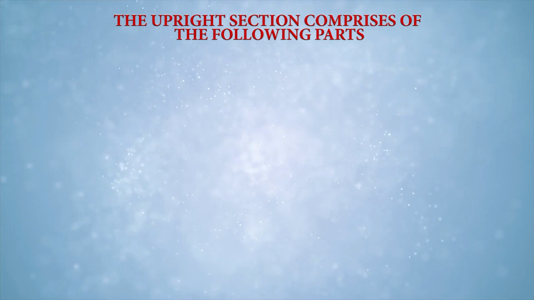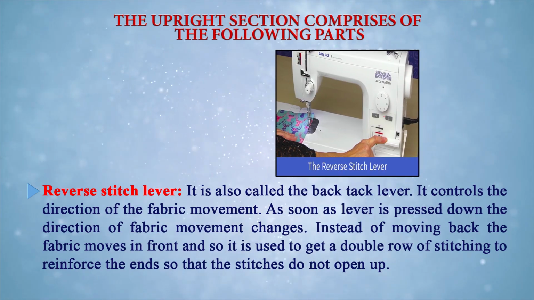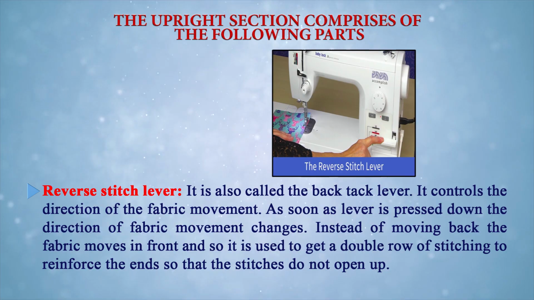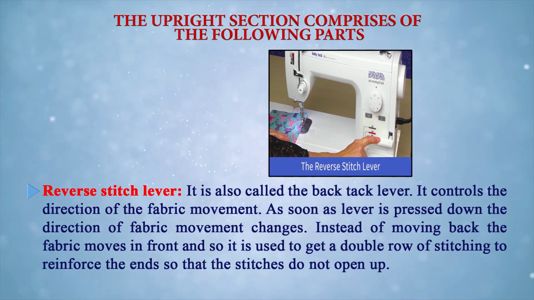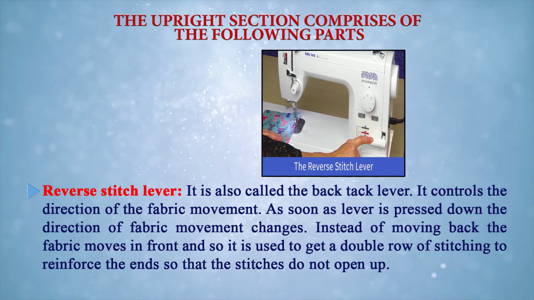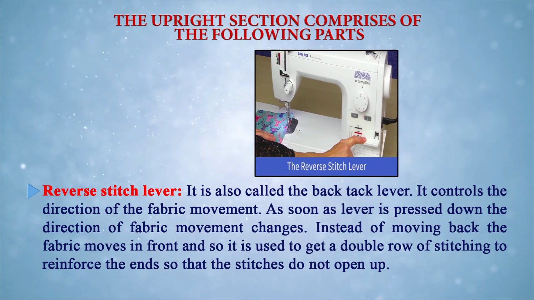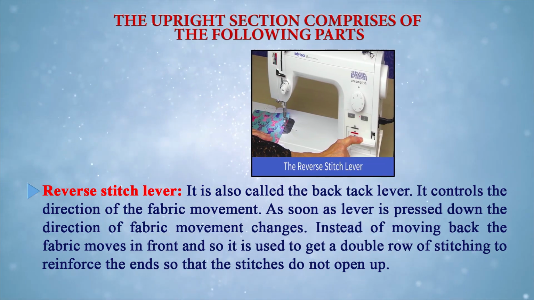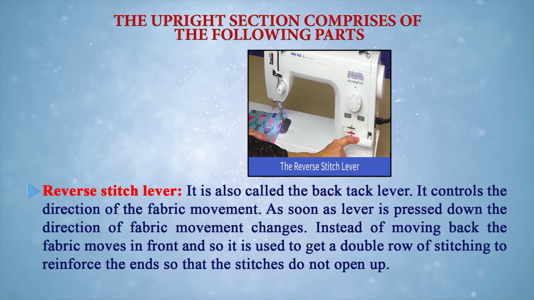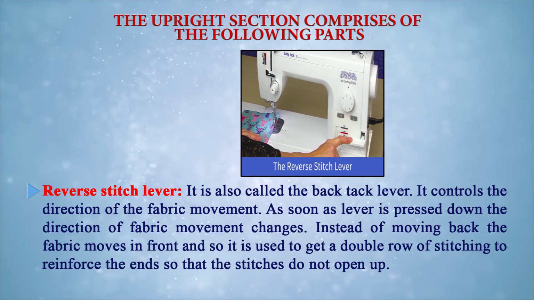As we have also talked about the back tack, this is the same thing we are talking about. It is the reverse stitch lever, so it is also called the back tack lever. As you can see in the picture, below the stitch length regulator knob, we have a lever-like structure. When you are stitching the fabric and you are done and the fabric is ending, just press that lever and do a stitch, so it gets locked there.